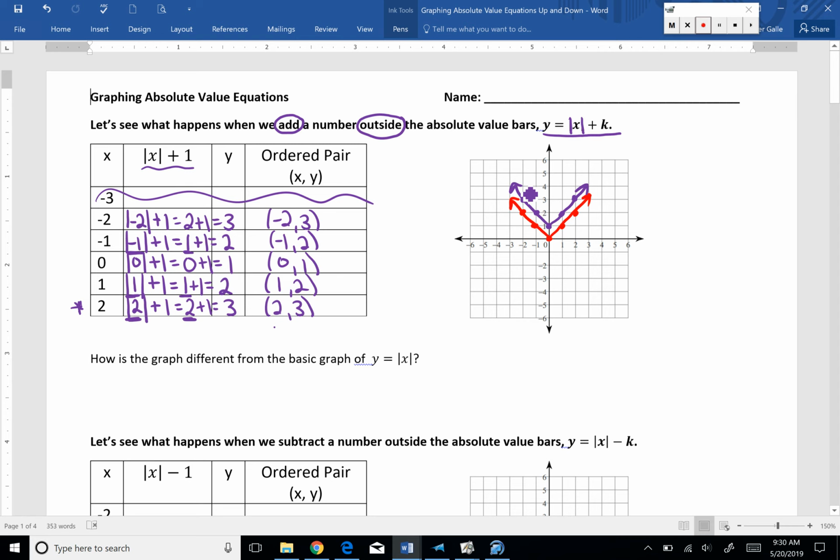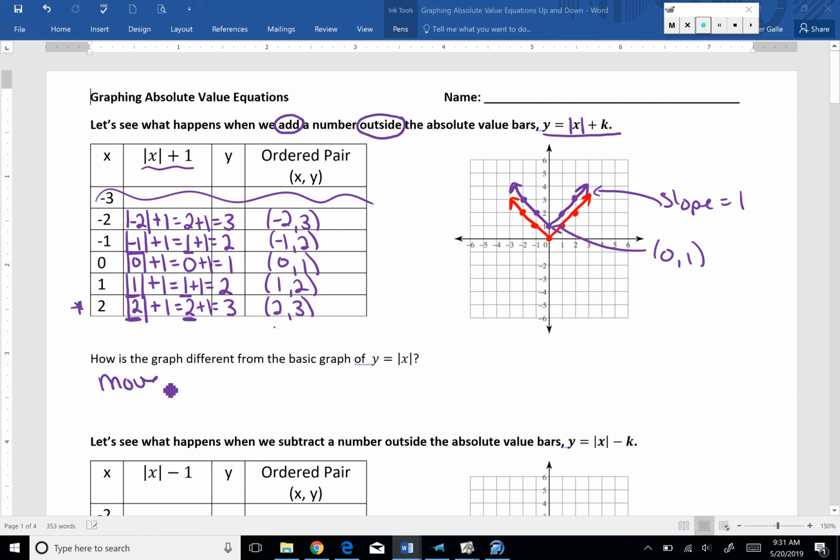So the red graph is that original, just plain old y equals the absolute value of x. The slope of the red graph was 1, up 1, right 1. Now the slope of the purple graph is still just up 1, right 1. So my slope is still 1. So adding 1 didn't change my slope. My original vertex point was at 0, 0. Now that vertex point is up at 0, 1. So the whole graph just shifted up 1.